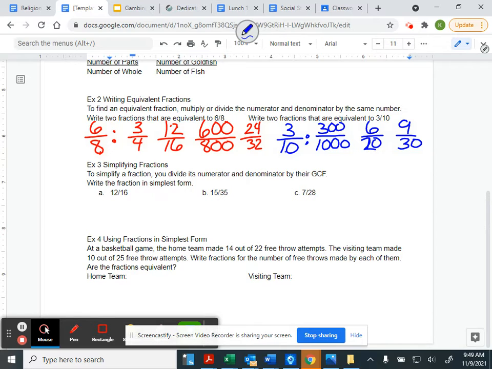12/40, if we multiplied them both by 4. 3 times 4 is 12, 10 times 4 is 40.